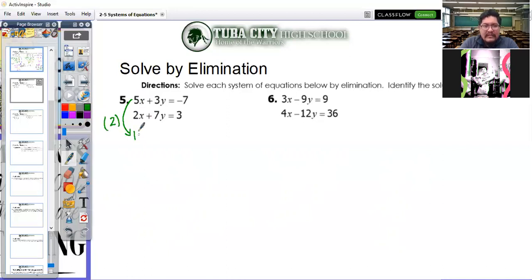So I'm going to go ahead and double that. 10x plus 6y equals negative 14.